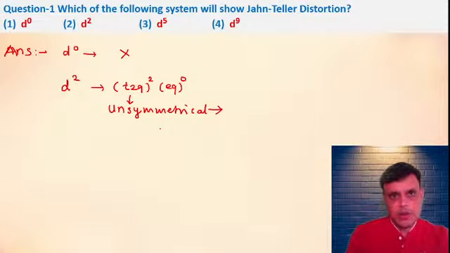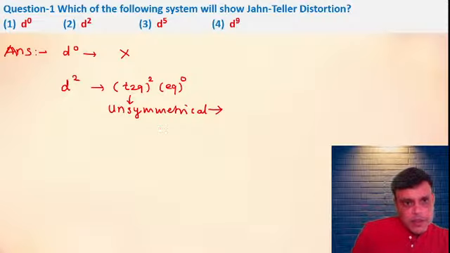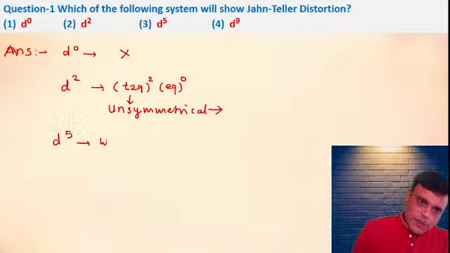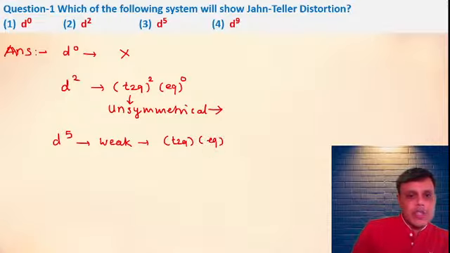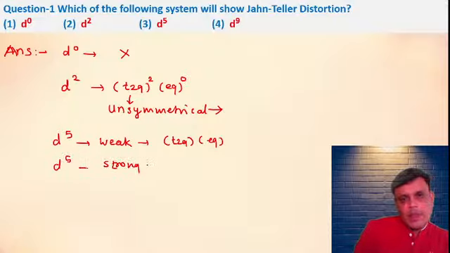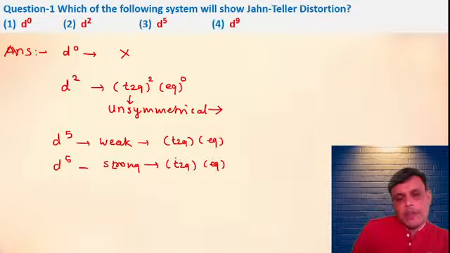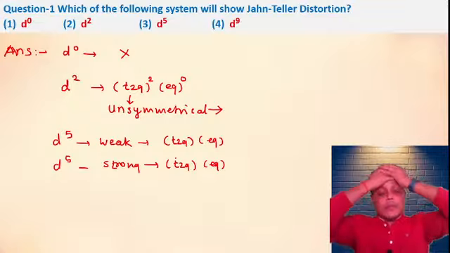Okay, let's go. Then take another system, the D5 system. First of all, take a weak field complex and tell me the electronic configuration. For the D5 system, first we will take a weak field complex, then in another case we will take a strong field complex. Tell me the electronic configuration for both, weak as well as strong field. Quickly.